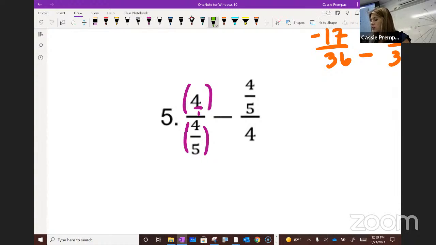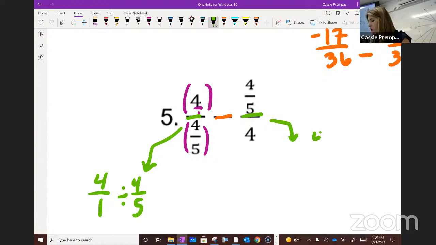What should we do first? Division or subtraction? I highlighted the divisions in green, and the subtraction in orange. What comes first in the order of operations? Division. So I need to divide 4 over 1 divided by 4/5 first, and I need to divide 4/5 by 4 over 1. I need to do those operations first before I subtract.